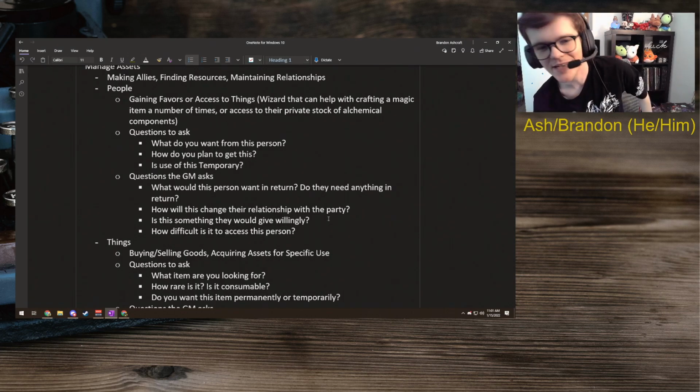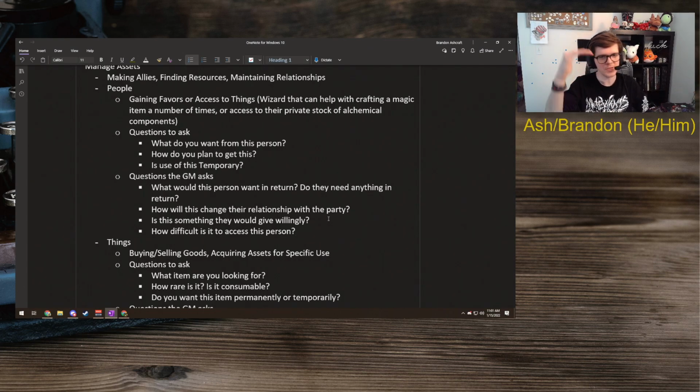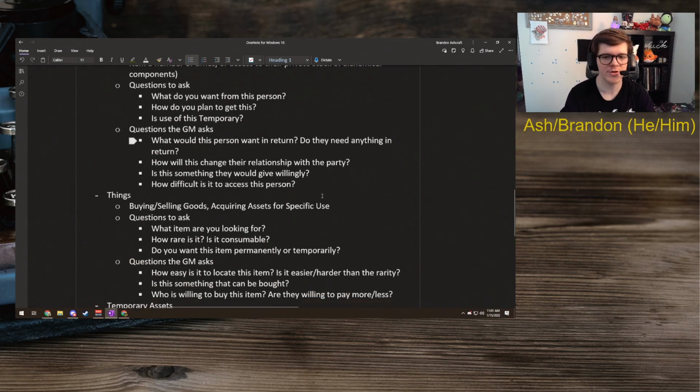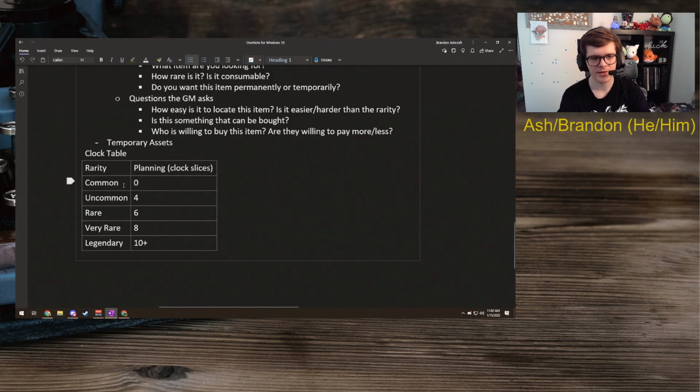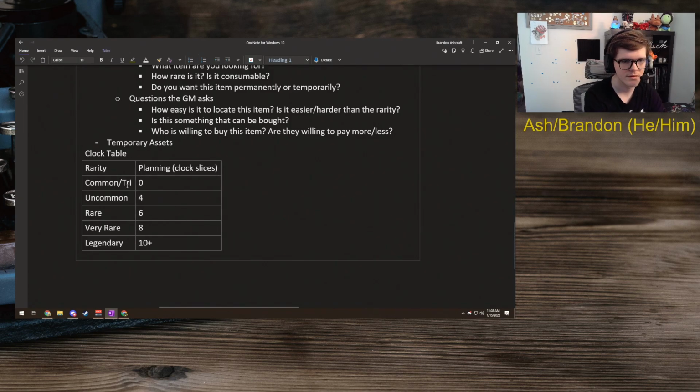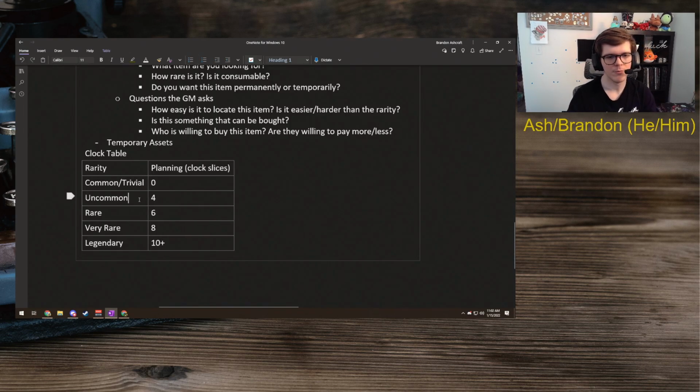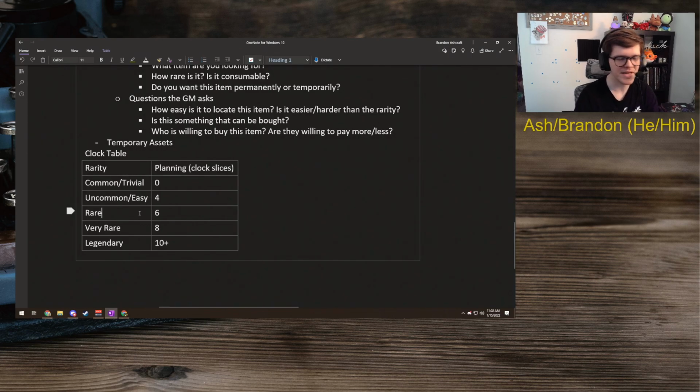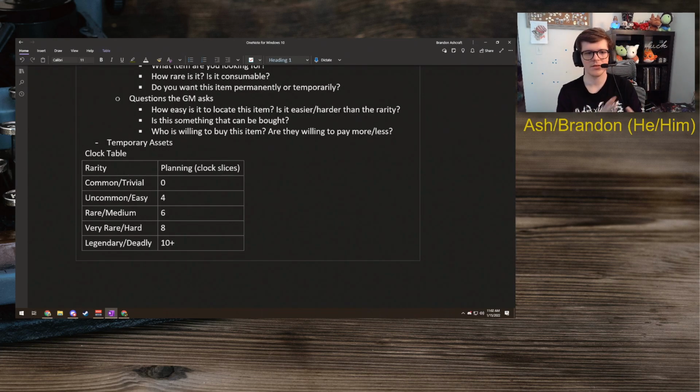How difficult is it to access this person? And this is for the people section of manage assets. Because bring back the easy, medium, hard scale from this, and we keep the same difficulty.